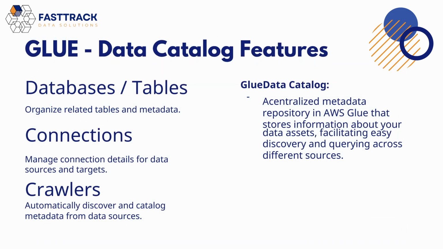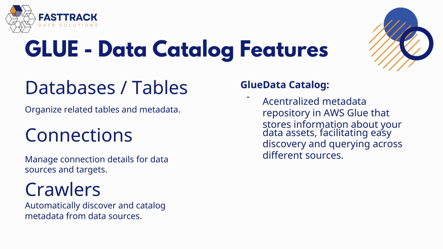Features of a data catalog include databases and tables, which organize your datasets and store their metadata for easy access and querying. Connections, manage and configure links to your data sources like S3, RDS, or Redshift. Crawlers automatically scan your data sources, detect schema and structure, and populate the data catalog.